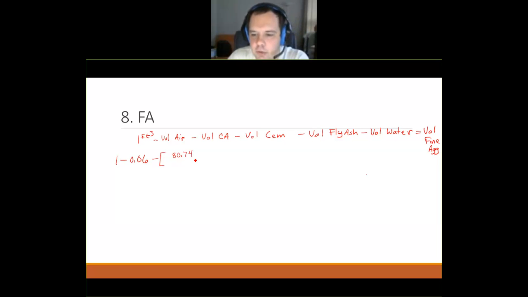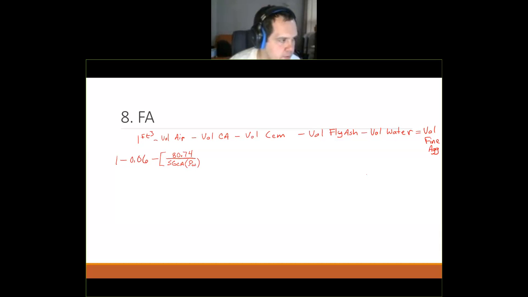And I need to convert that into a volume. And so I'm going to use the specific gravity of the coarse aggregate times the unit weight of water, keeping it in the pounds per cubic foot.